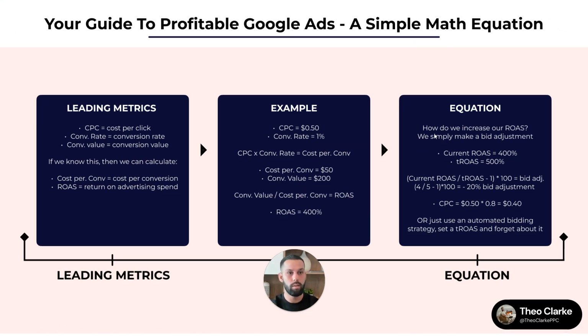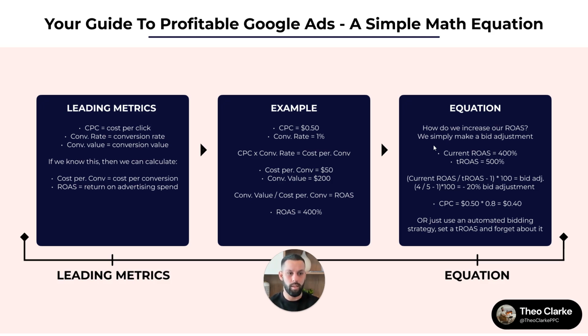Now, back to this equation. As I was saying, now that we know what our return on ad spend is, how do we increase our ROAS? Well, we simply need to make a bid adjustment, okay? Let's assume your current ROAS is 400% as per this calculation, but let's say we wanted a target return on ad spend of 500%, which would be a 100% increase.